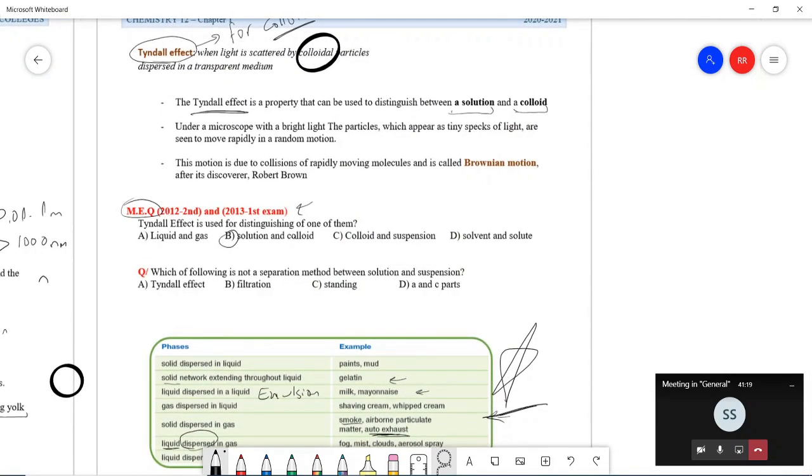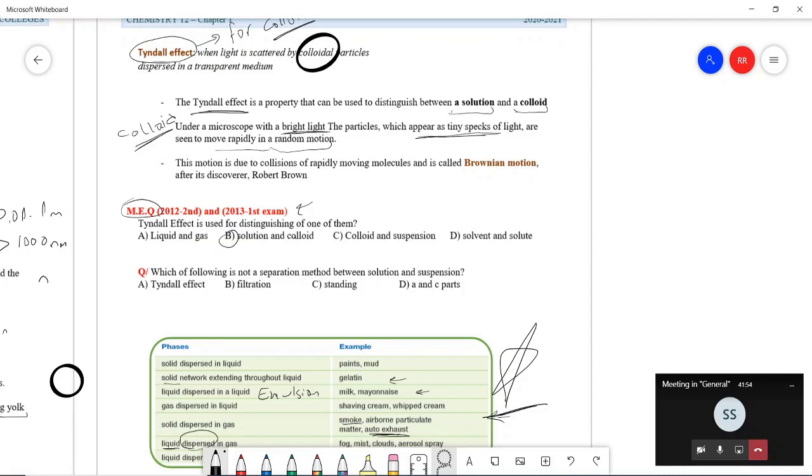Under a microscope with a bright light, the particles which appear as tiny specks of light are seen to move rapidly in random motion. This is for colloid, of course. So if we put a colloid under the microscope with a bright light, we can see the colloid particles which appear as tiny specks. Specks means very small, tiny things, seen to move rapidly in a random motion.